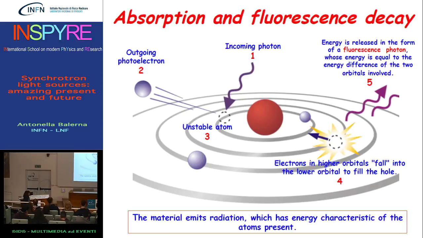Photon incoming. Here there was your electron. Your photoelectron is free to go away, but your atom now is unstable. So what happens? An electron from another orbital falls down here to fill this hole. And in doing this, there is the production of photons. So fluorescence is nothing else than a decay effect. You create a hole, electrons from other orbitals fall in this hole. While they're falling, they emit energy. And at the end, all your system goes back stable. And this happens practically at the same time. You don't see this effect.